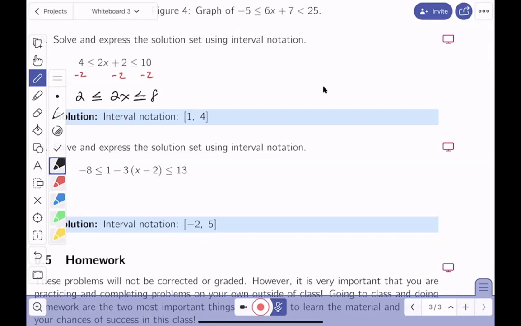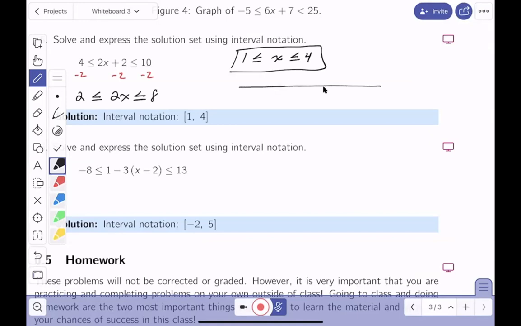And what do you get? Well, again, dividing by 2, a positive number, has no effect on the inequality. That's my solution. I'll tell you why. I can read that. What does it say? X is less than or equal to 4, and x is greater than or equal to 1.